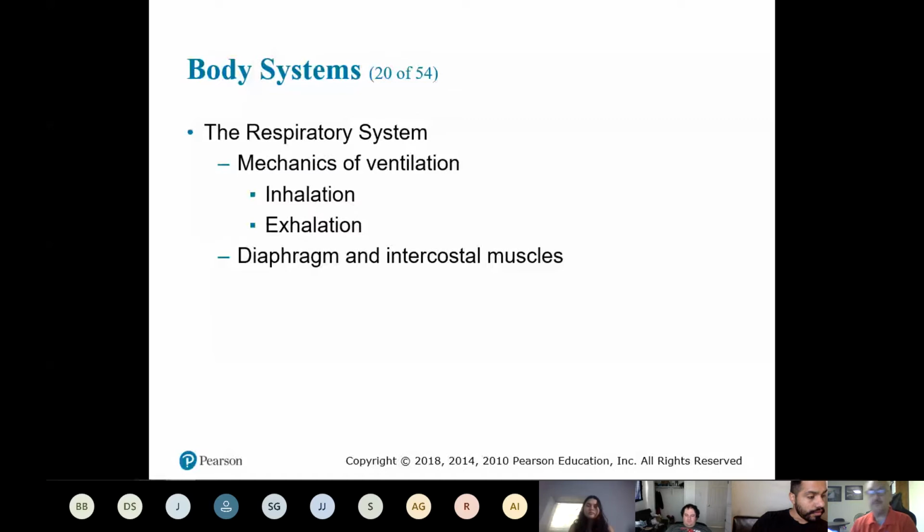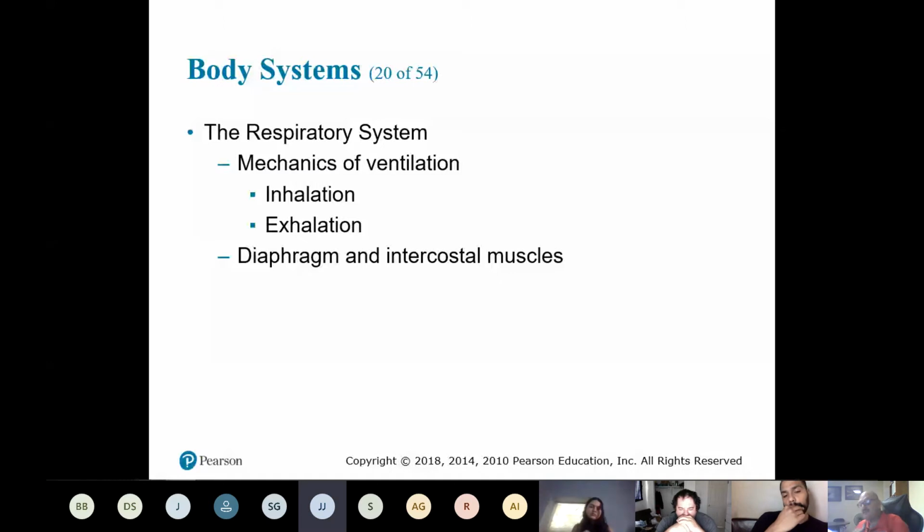The Hering-Breuer reflex: as soon as we hit maximum inspiration, we start to exhale. So what do the intercostal muscles and the diaphragm do now? Relax. Exactly. Now we have all that air in there. So where's the pressure greater, inside or outside? Inside.